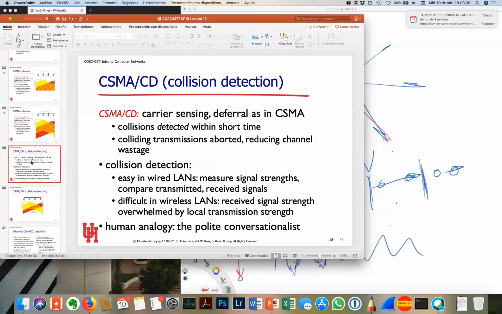So CSMA/CD is a variation of CSMA. It stands for Carrier Sense Multiple Access with Collision Detection. Within some short period of time, you detect a collision, and as soon as you detect one, you stop using the medium so that you preserve bandwidth for getting other stuff done. There's no point in continuing on singing the rest of the song if somebody is singing on top of you at the same time. So collision detection is easy on wired networks. It's tough as nails on wireless networks, and we'll see why.